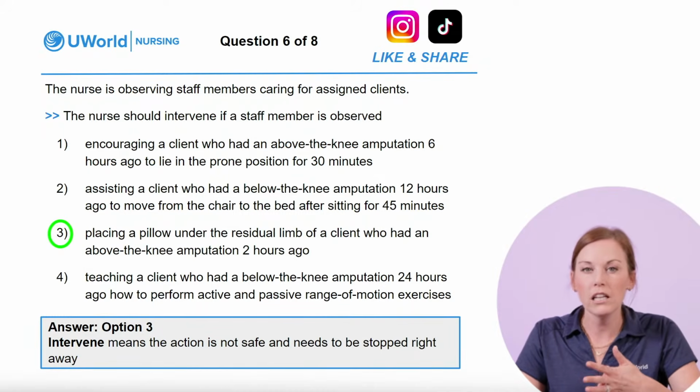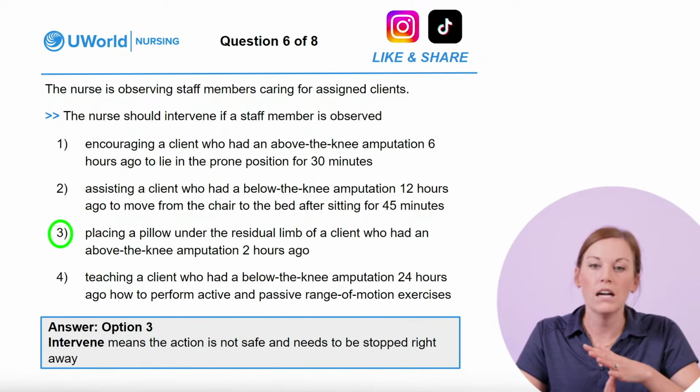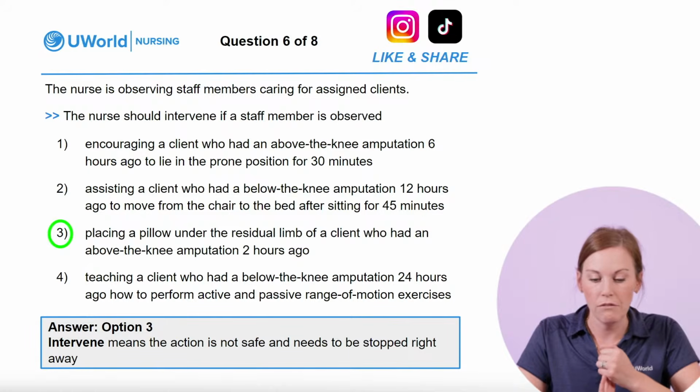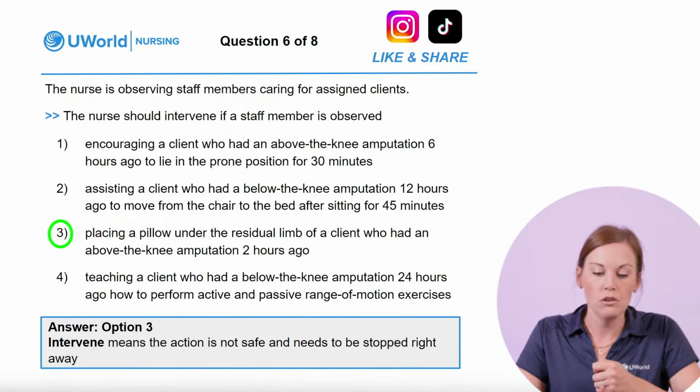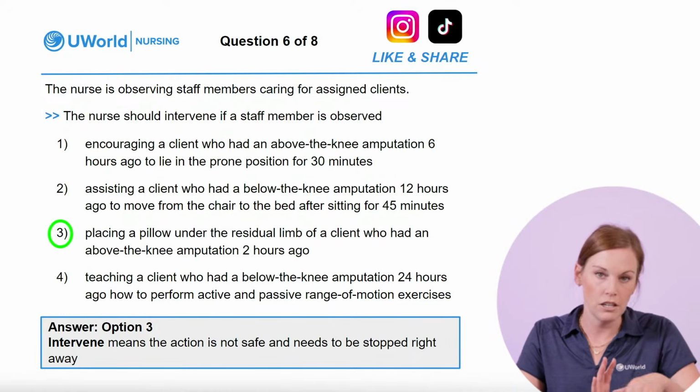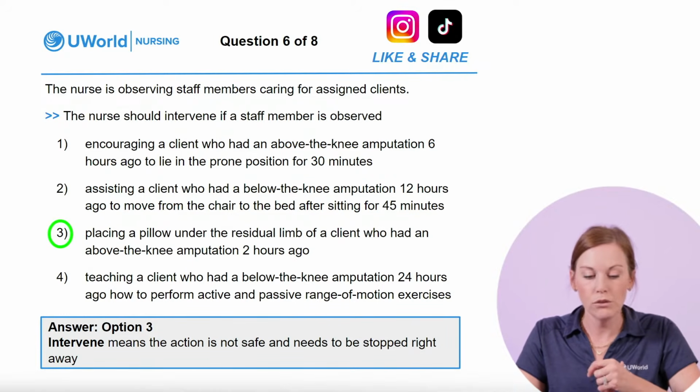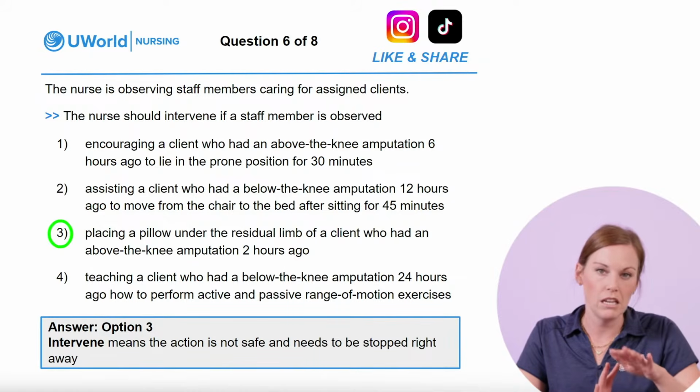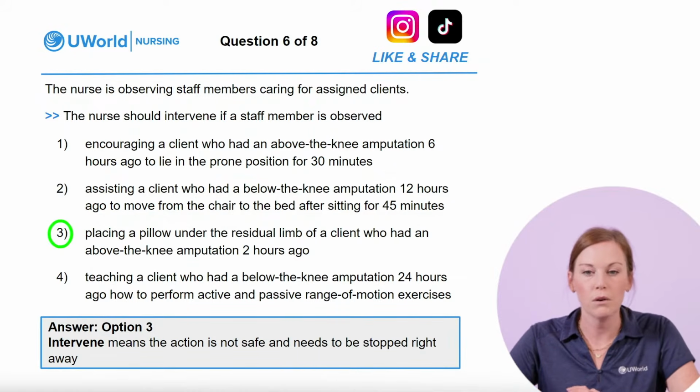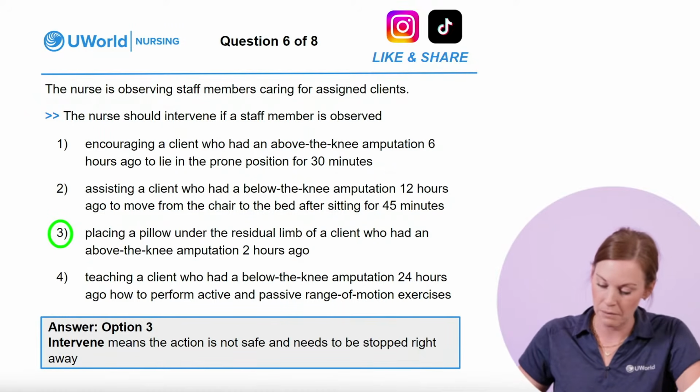So our client in option 3, placing a pillow under the limb, we don't want to do that at this point. What we see in option 1, lying prone, this is good for stretching that muscle, preventing that hip flexion. Option 2, again, this is appropriate. This is going to help prevent that flexion contracture. And then option 4, contracture prevention through muscle strength and mobility is definitely appropriate. We're going to want to be sure to get these clients moving as fast as we can.